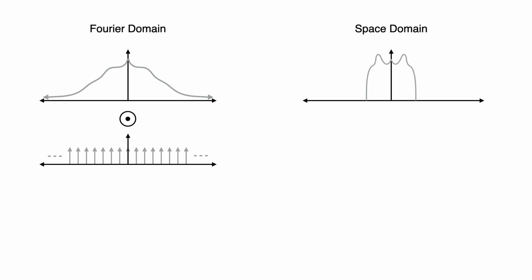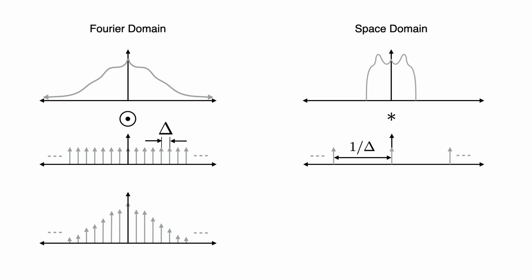Collecting data in the Fourier domain corresponds to sampling, and sampling can be thought of as multiplying by a comb function, this set of evenly spaced arrows. Multiplication in the Fourier domain is equivalent to convolution in the space domain, and the Fourier transform of the comb function is itself a comb function. These comb functions are related by their spacing. The spacing between the deltas in the Fourier domain is equal to the inverse of the spacing of the deltas in the space domain. So what we get in the Fourier domain are a weighted set of deltas.